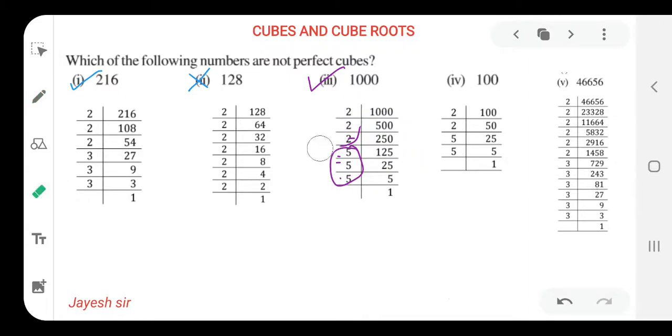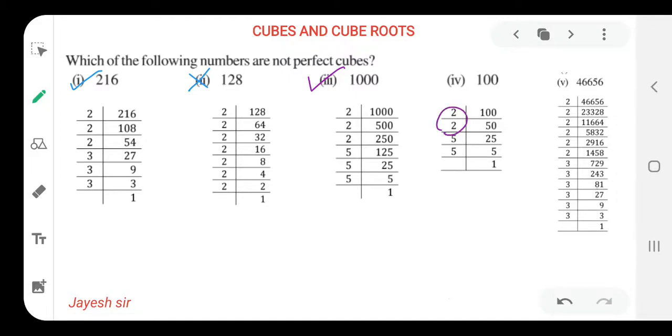I hope you all might be getting it. We just need to count the number of factors. After finding the factors, we just have to make groups of 3. If a group of 3 is formed, then it is a perfect cube. If the group is not formed, then it is not a cube. Simple thing. I hope you all might be getting it.